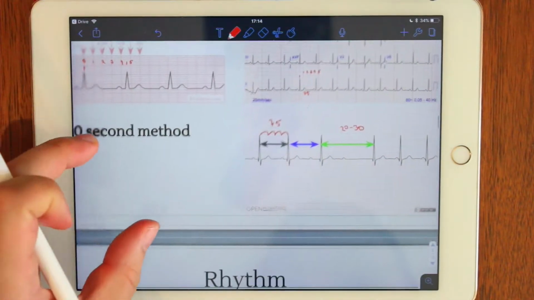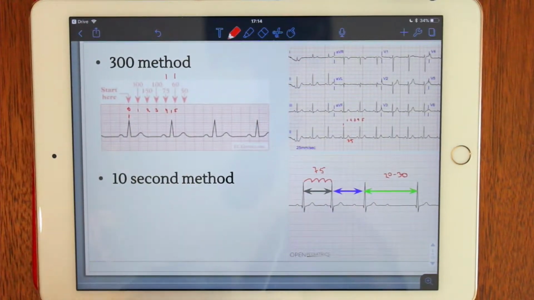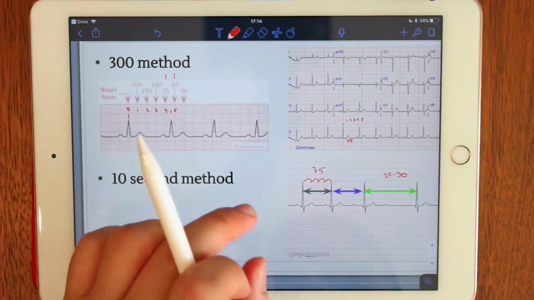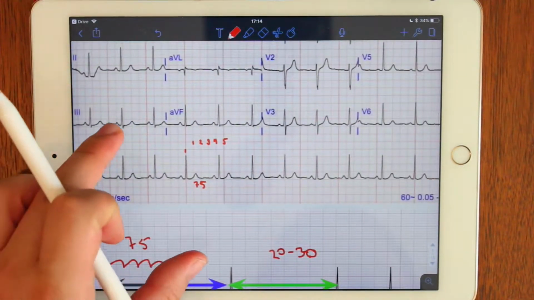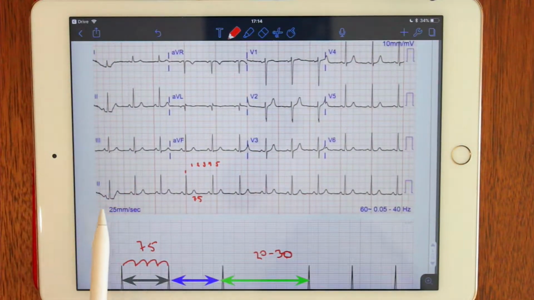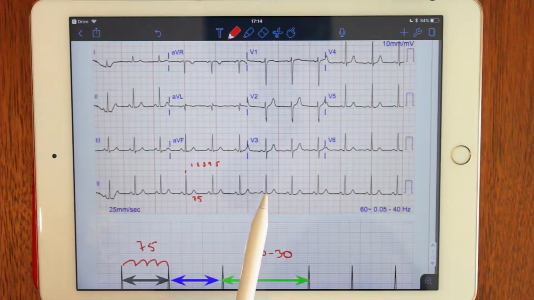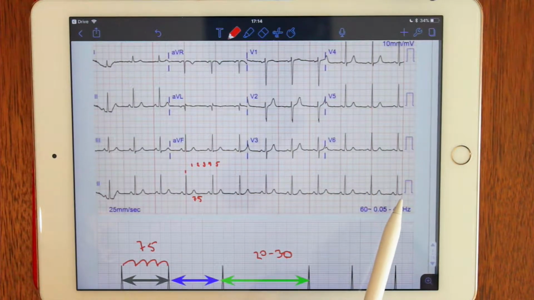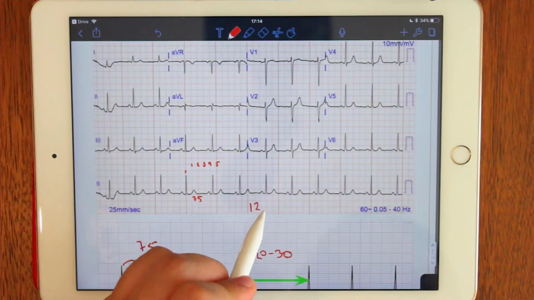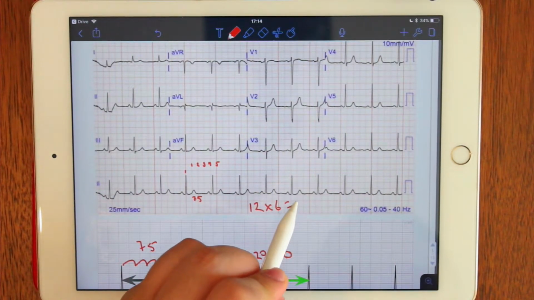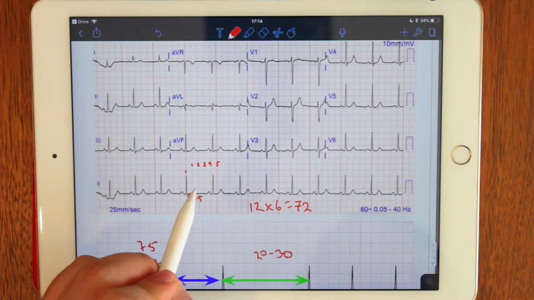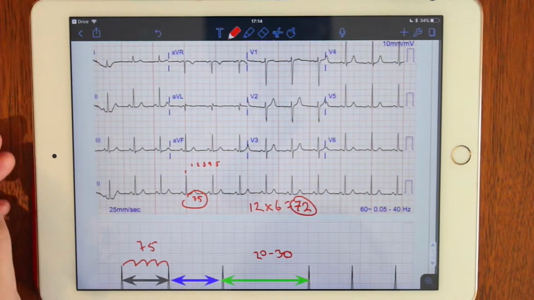The solution here is to use the 10-second method. You find a rhythm strip, you count how many beats are in that 10-second strip, and then you multiply that by 6. So let's take our previous example. This entire strip is 10 seconds long, so let's count. 1, 2, 3, 4, 5, 6, 7, 8, 9, 10, 11, 12. 12 times 6 is 72 beats per minute, and that corresponds pretty closely to the 300 method we did previously.